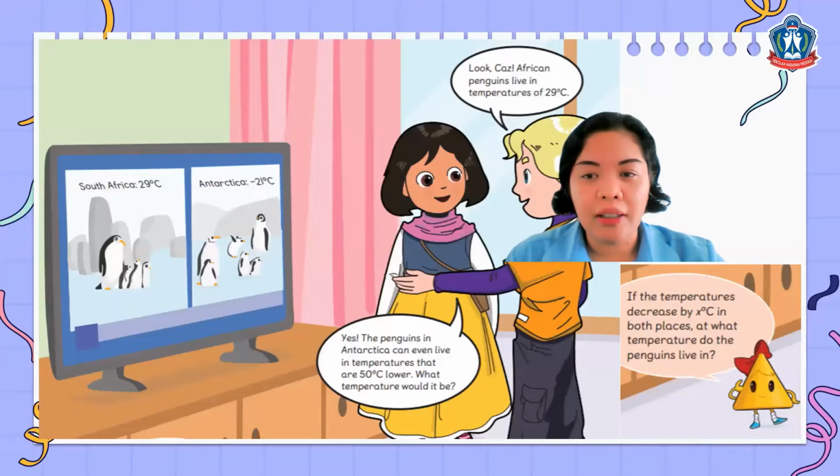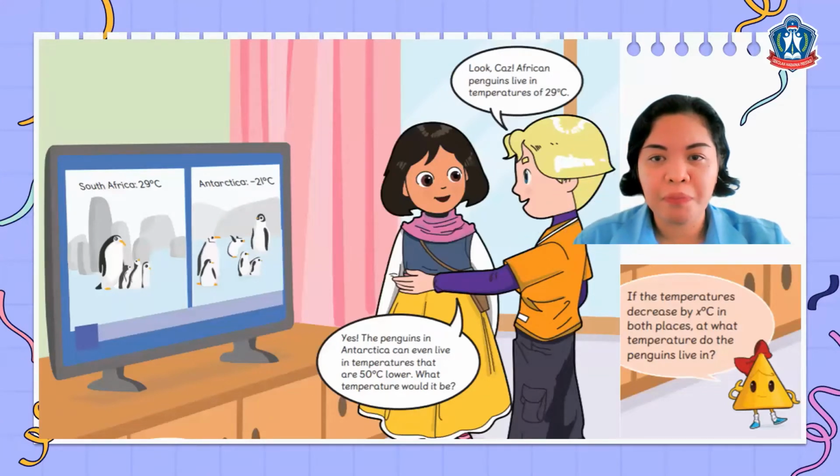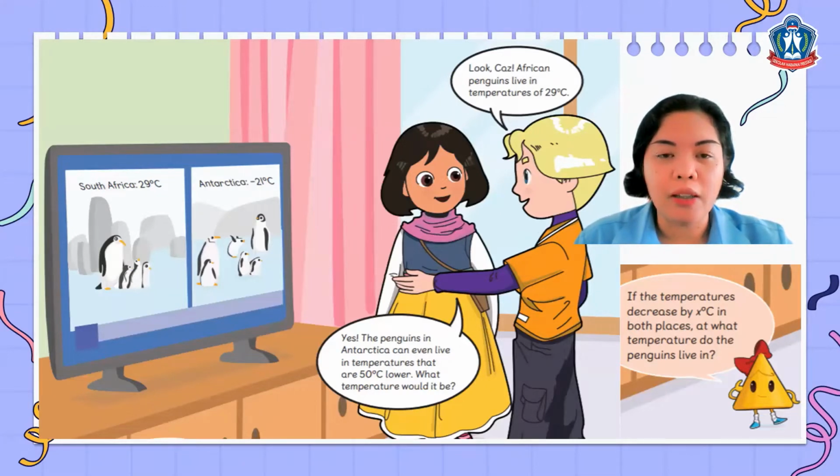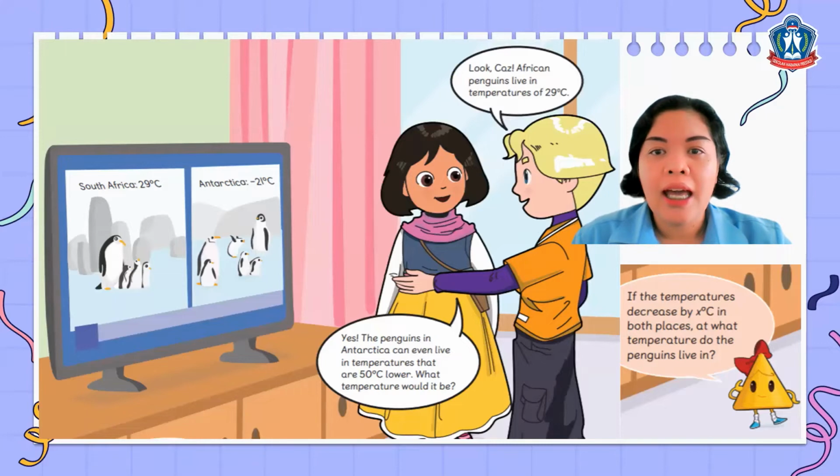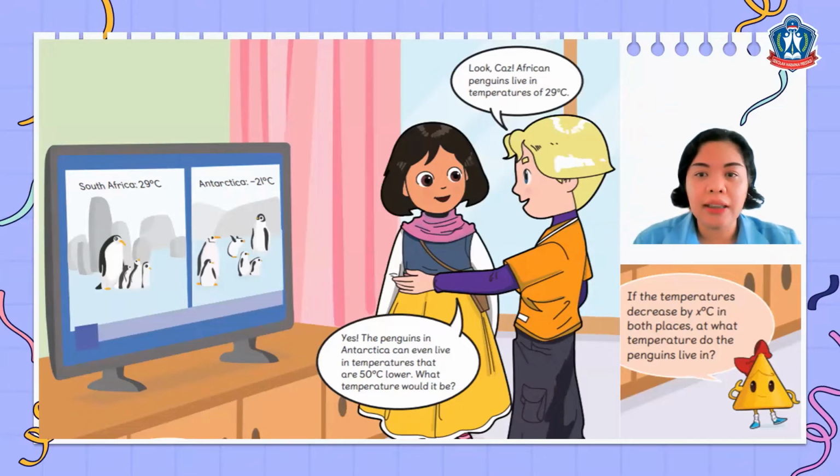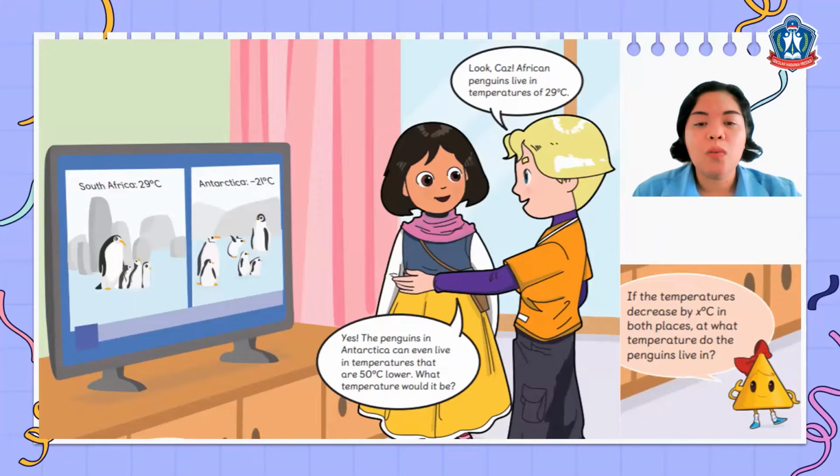Okay, I have here a picture. Take a look. These are pictures of two children. They are talking about the different temperatures of South Africa and Antarctica. The temperature in South Africa is 29 degrees Celsius and Antarctica is negative 21 degrees Celsius. So what is the difference between these two places?